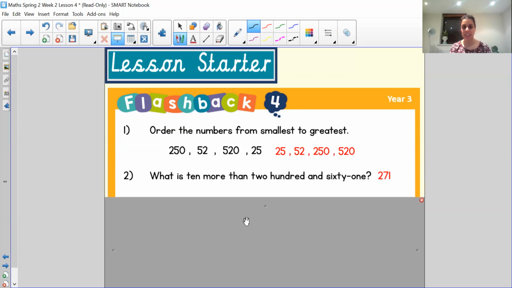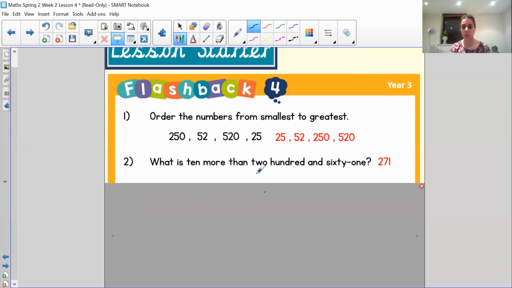Question 2, 10 more than 261. You write 261, it looks like this. And if we're adding a 10, this column, the tens column, is the one that's going to change. So it becomes 271.